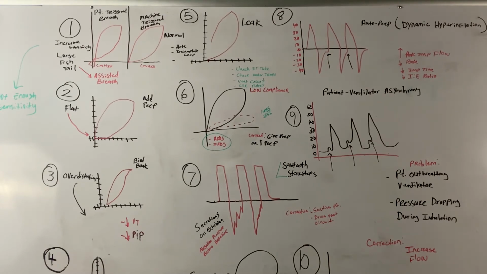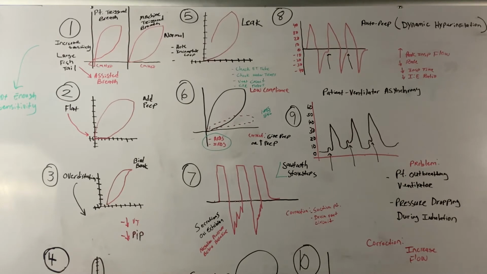Number six is the low compliance loop, the dotted graph that is laying down. Keyword, representing stiff lungs, as in ARDS or RDS. To correct this problem, you need to give the patient PEEP or increase the PEEP.